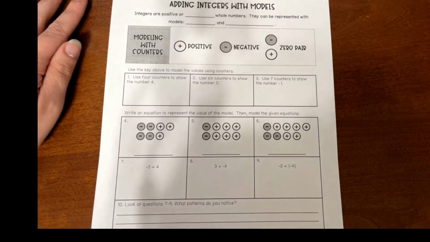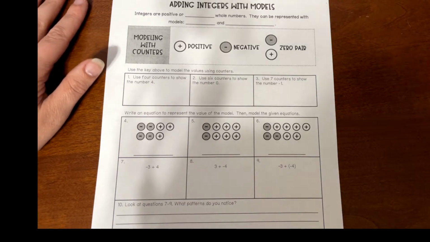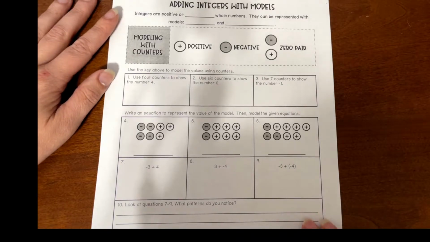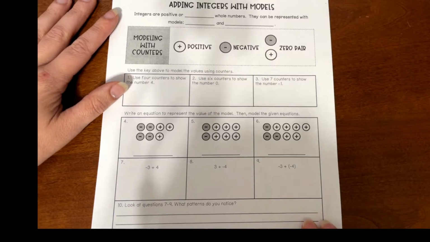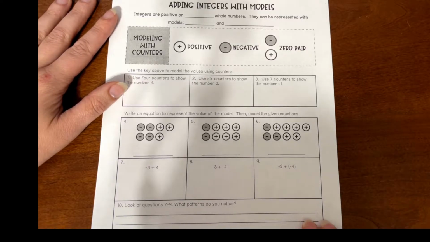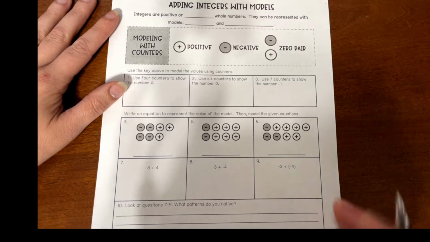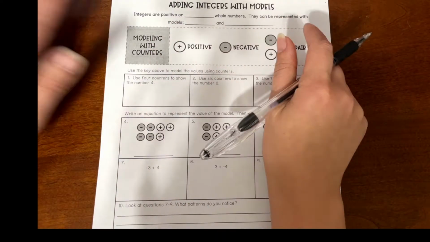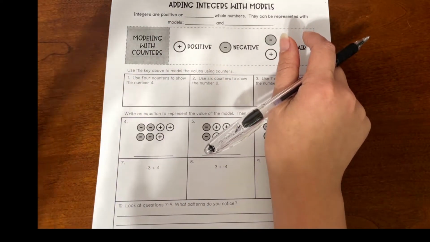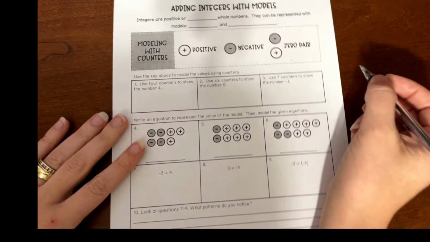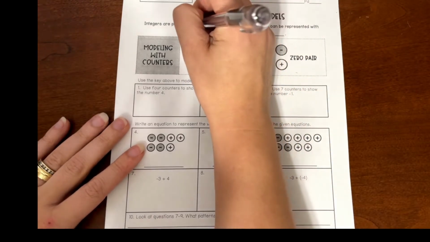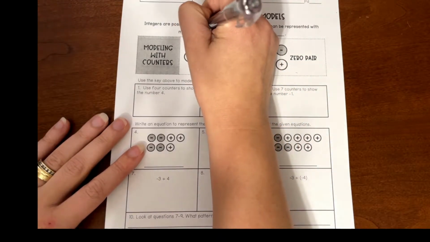Hi guys, today we're starting student handout 1 in our unit on integer operations. We're going to be starting with adding integers with models. So prior to this time in school, you've probably always learned about positive numbers, but integers start to include negative numbers as well. So we're going to start by filling out the top of our handout here.